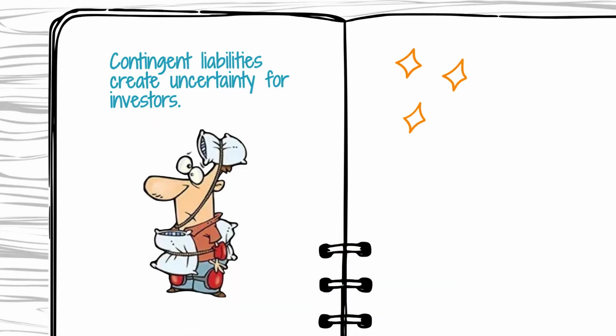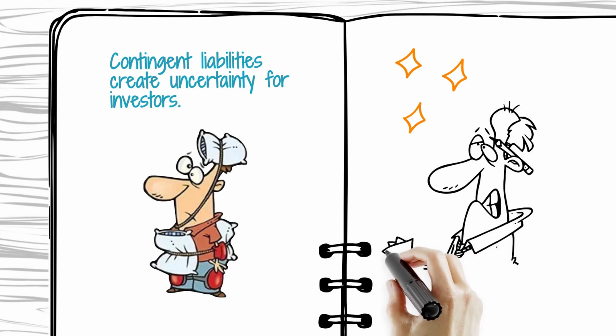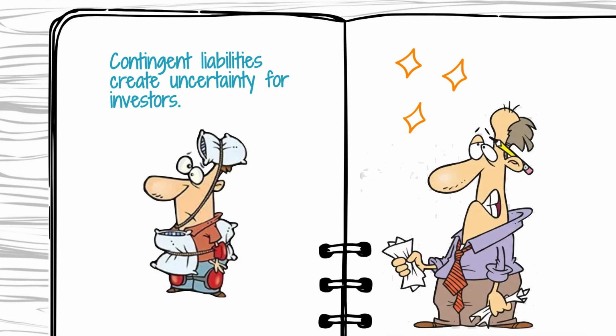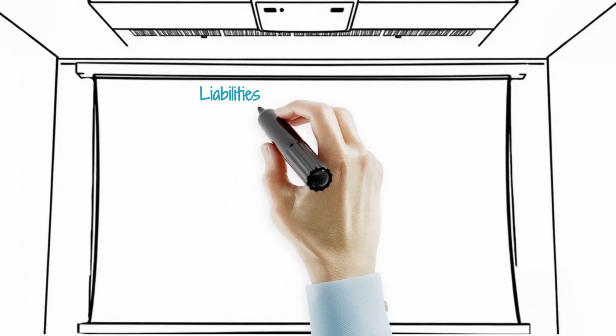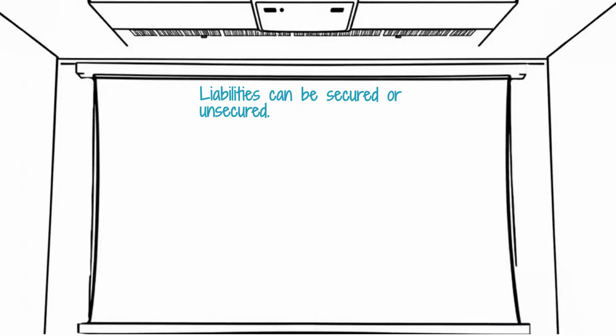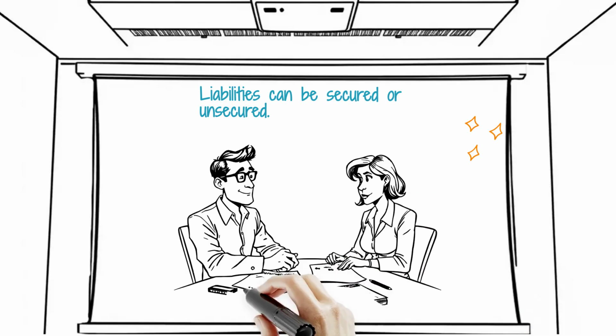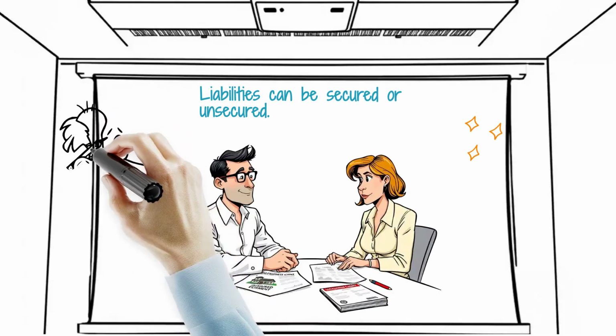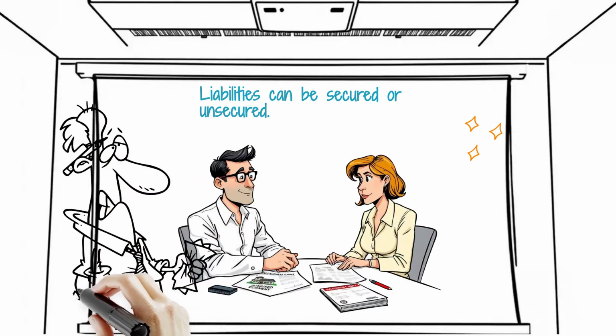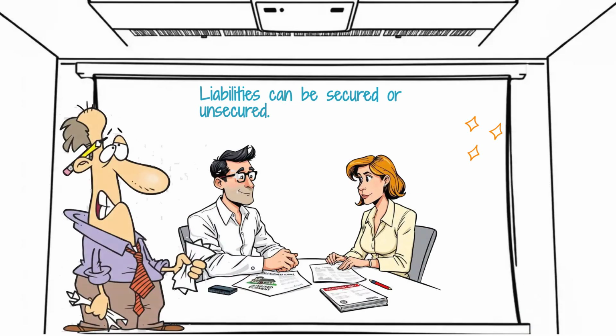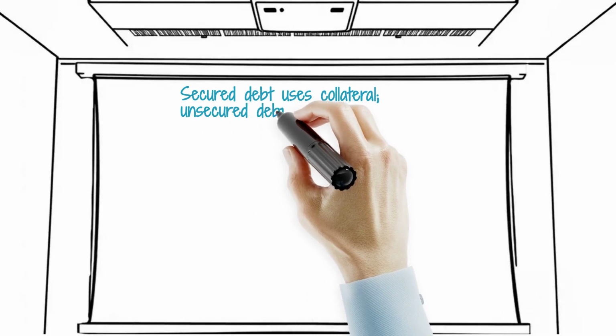Another useful way to think about liabilities is by whether they are secured or unsecured. Secured liabilities are backed by collateral, such as a building or equipment. If the business fails to pay, the lender can claim the asset. Unsecured liabilities do not have collateral backing them, so they rely more on the company's creditworthiness. These differences affect risk for both the business and the lender.